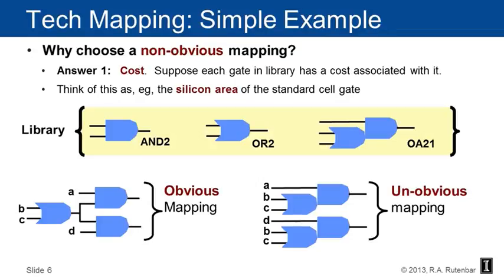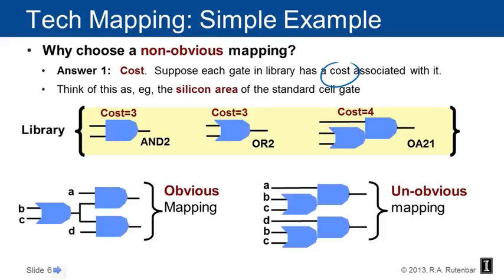Perhaps it is the case that the unobvious mapping is superior in some dimension that I can associate with a number. So imagine that every gate in my library has a cost associated with it. Maybe it's the amount of silicon area in the standard cell gate. Maybe it has something to do with the power. There are all kinds of ways of creating metrics for this, but low cost is better. And so I'm just putting cost numbers. The AND2 has a cost of 2, the OR2 has a cost of 3, and the OA21 has a cost of 4. These are entirely arbitrary. Somebody has to figure out what the right costs are.